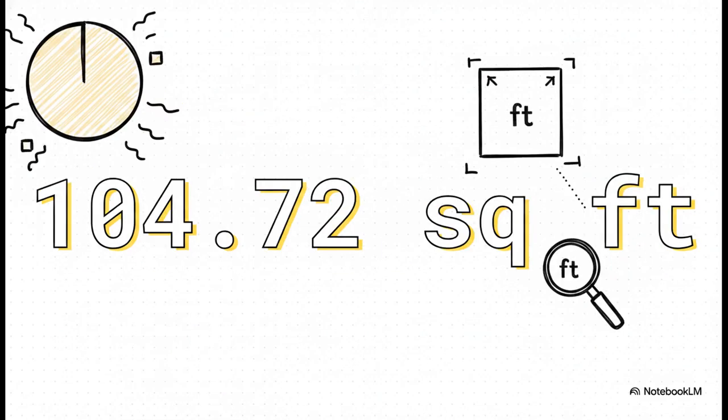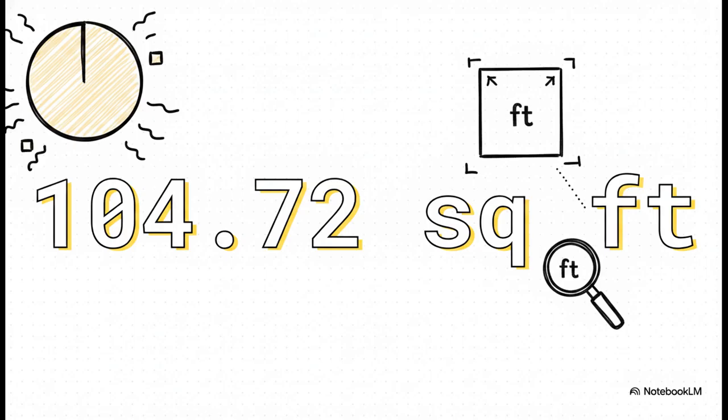Next up, the sector area. We multiply our 1/12 fraction by the total area, which is pi times our radius of 20 squared. Well, 20 squared is 400. 400 times pi is roughly 1256. And 1/12 of 1256 gives us 104.72 square feet.